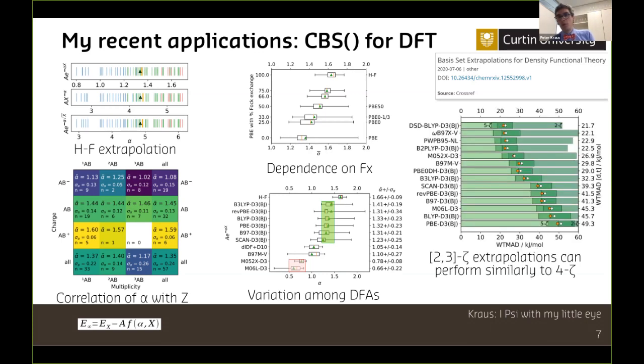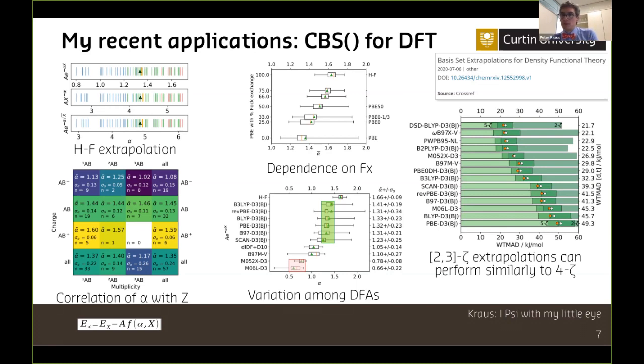And I'll just quickly show you one slide of the results from this paper, which on the x-axis, I'm showing you the weighted total mean absolute deviations from Lars Goerigk's GMTKN55 dataset. Actually, it's a reduced version of that dataset. So this is performance for main group thermochemistry, for non-covalent interactions, for ionization potentials, for electron affinities, and so on. And as you can see, in the background, I'm showing the different values one can obtain with increasing the larger basis set. So from 2 zeta on the right-hand side to quintuple zeta on the left-hand side.